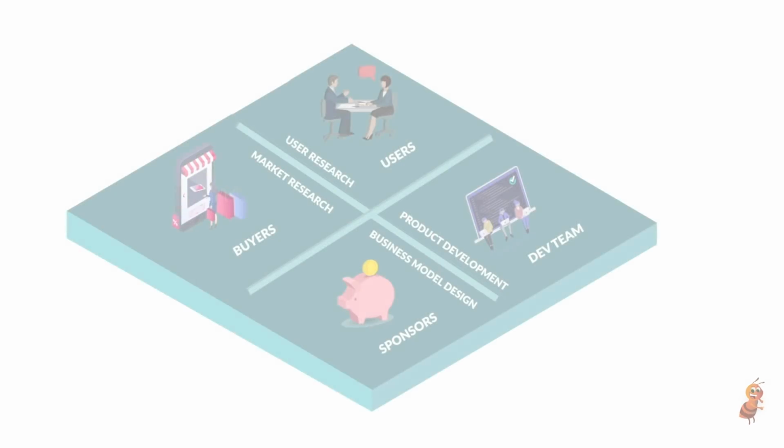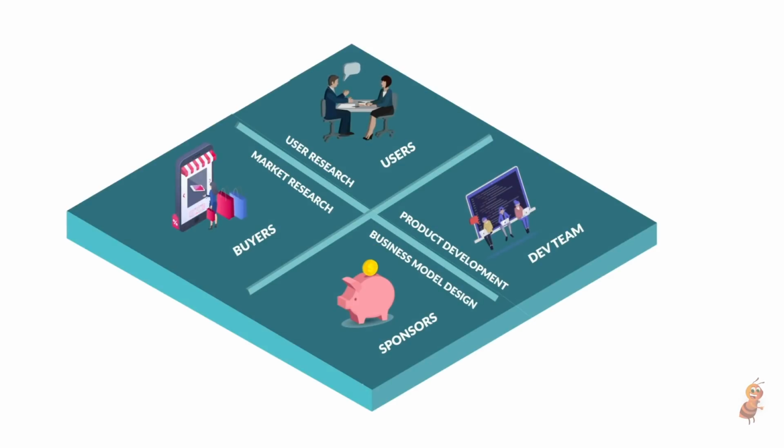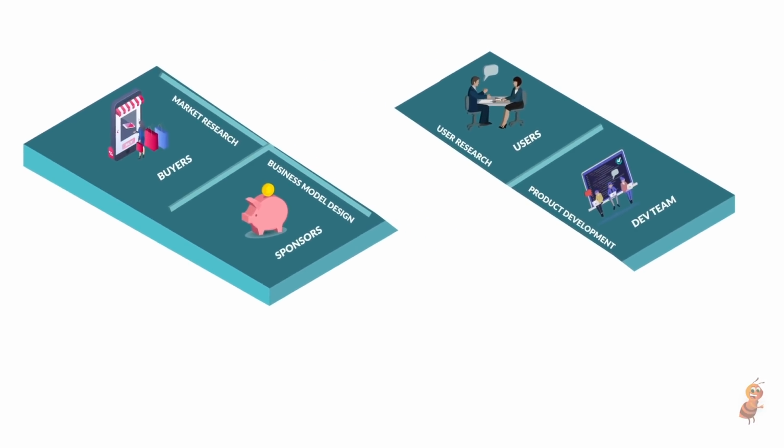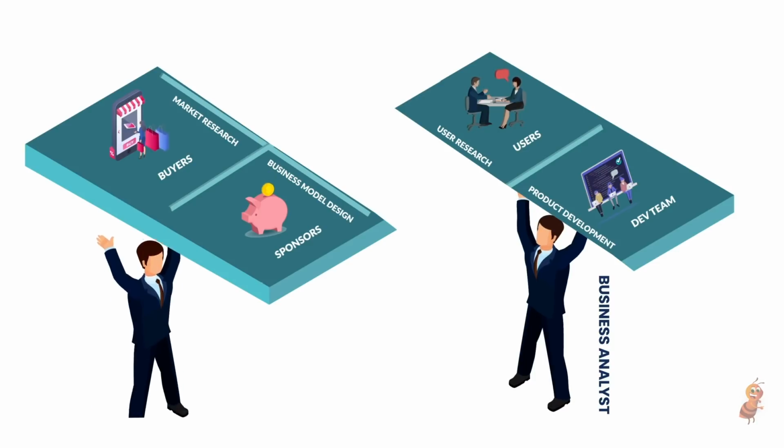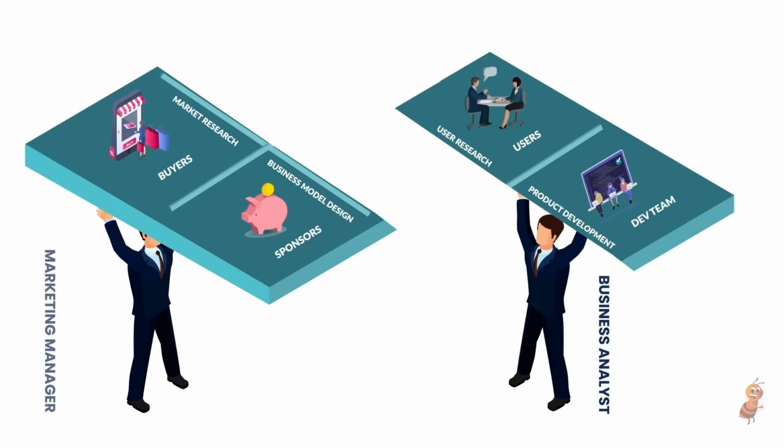If you look at it from a different perspective, user research and product development is creative and tactical work generally facilitated by people like business analysts or product analysts. Market research and business model design is strategic work and is generally done by product strategy and marketing specialists.